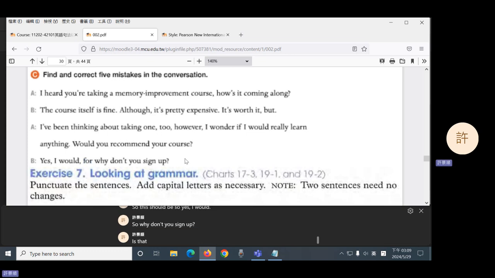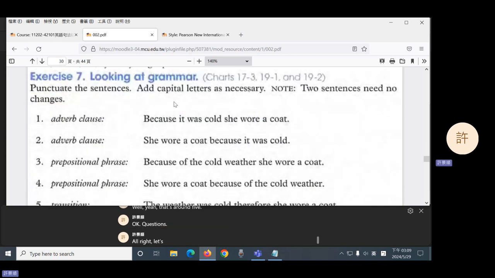Is that five? One, two, three, four. Yeah, that's around five. Okay, questions? All right, let's keep going. Punctuate and add capital letters. And two of them are perfect. Okay.